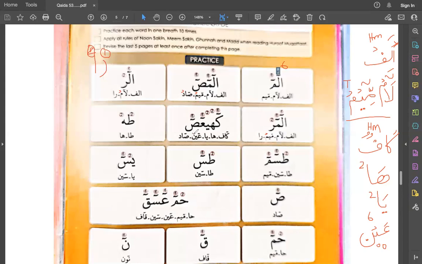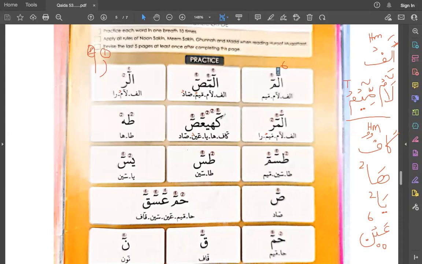Now there is noon sakin, and after noon sakin there is sad, the letter sad. So which rule is being applied here? Yes, ikhfa. Ayn sad. There will be heavy ikhfa. Why? Because sad is among the heavy letters.